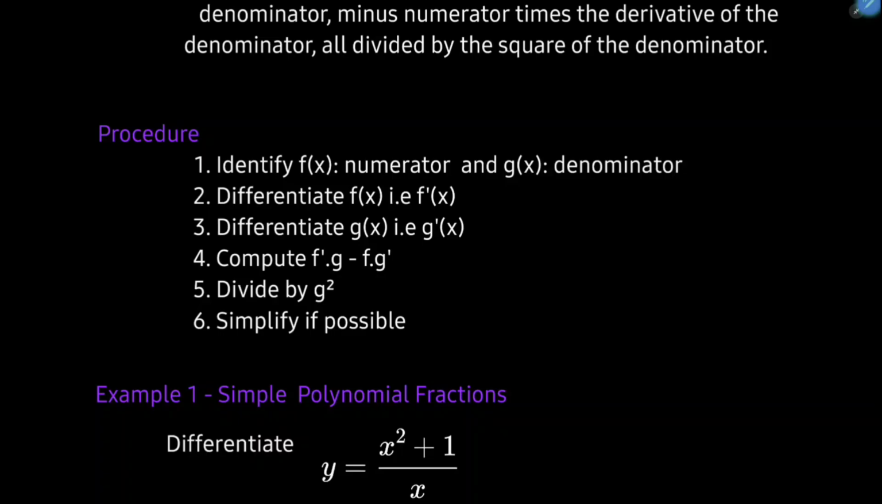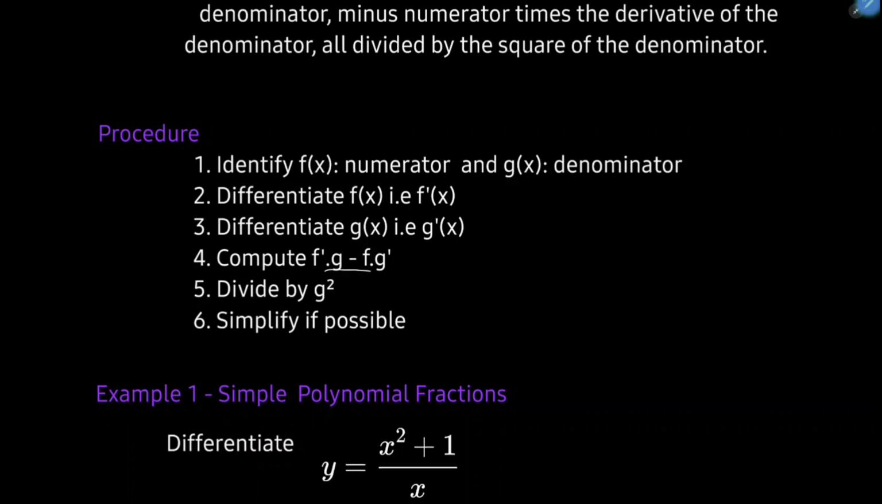Fourthly, compute f prime times g minus f times g prime. Don't miss the order. It's f prime times g minus f times g prime. Fifthly, divide by g squared. And lastly, simplify if possible.